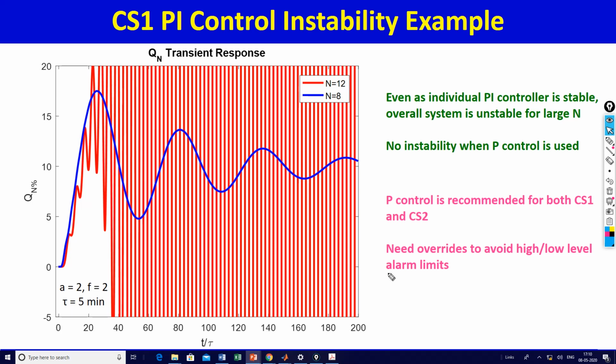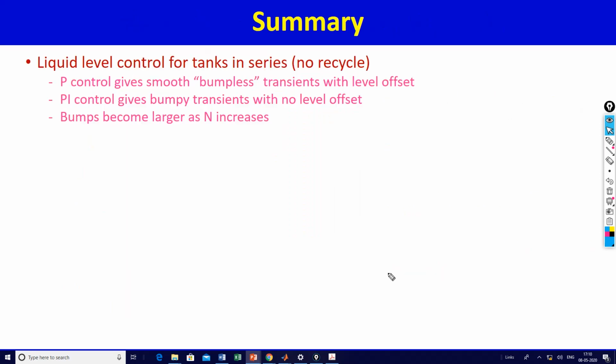However, with P control you get offsets in level, and if you get large offsets and start approaching high and low alarm level limits, in that case you do need overrides so that these alarm limits are not breached, and large drifts in level are brought back. But that can be done using simple overrides, which we have not covered now, but we have covered elsewhere. Okay, so that's the overall recommendation.